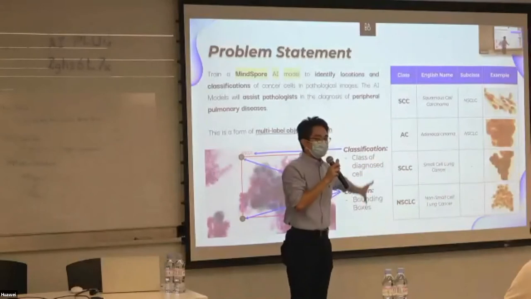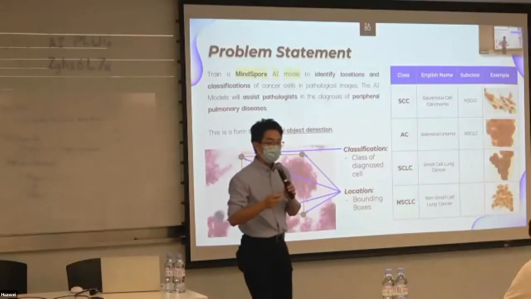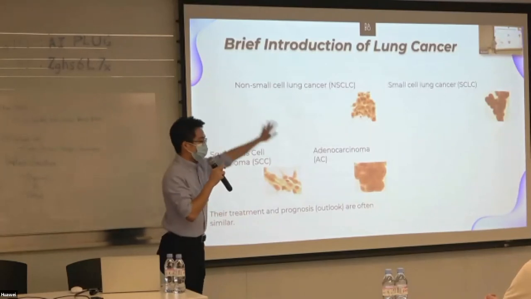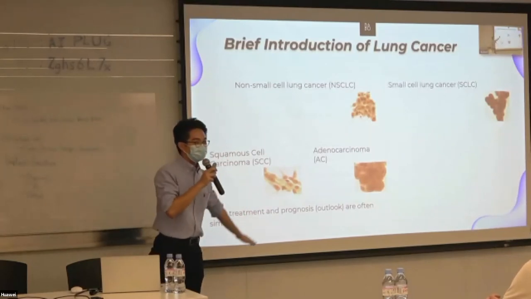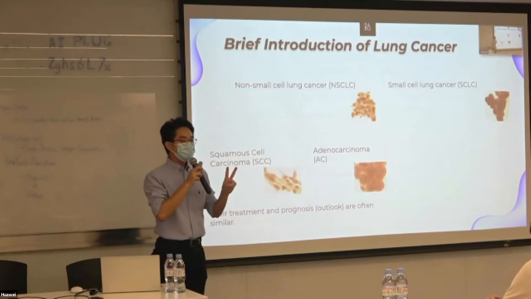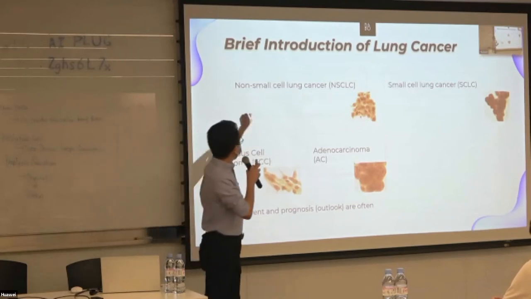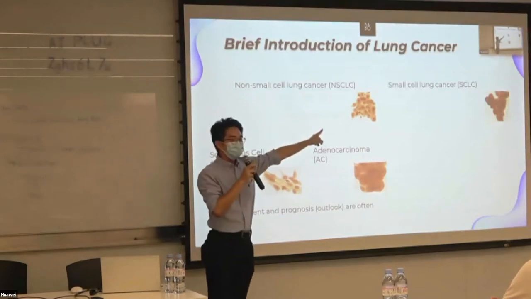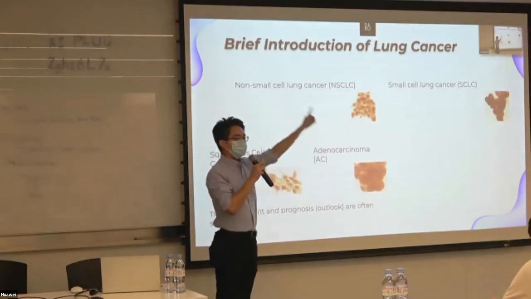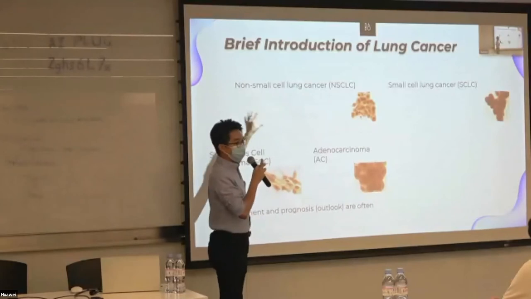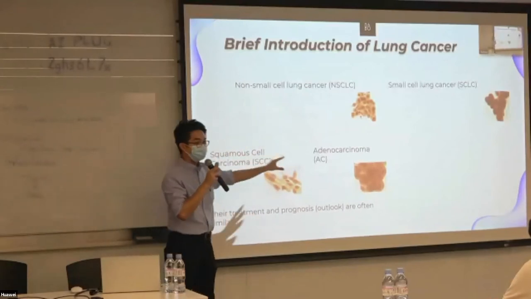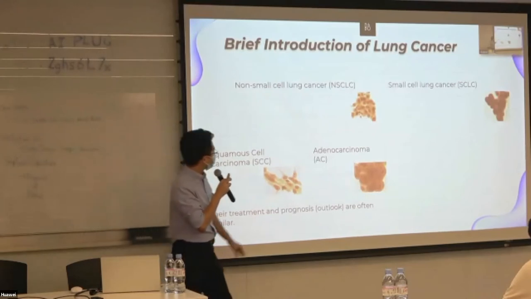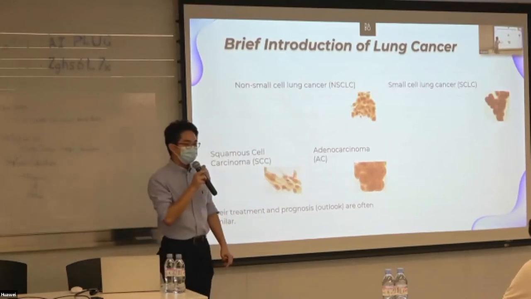For you, it's a little bit hard to understand, so let me briefly rearrange the classes for you. Two main classes: non-small cell lung cancer and small cell lung cancer. Under the non-small cell lung cancer, there are two main classes as well. It could be squamous cell carcinoma, or it could be adenocarcinoma.